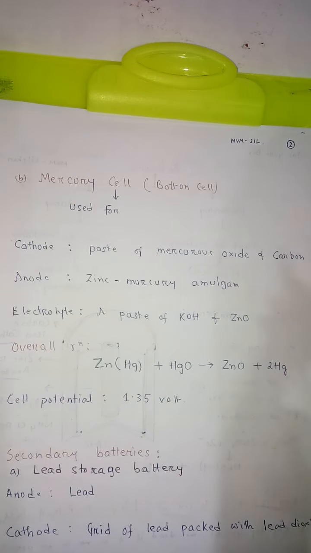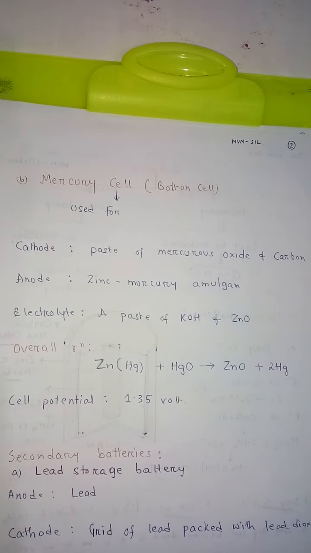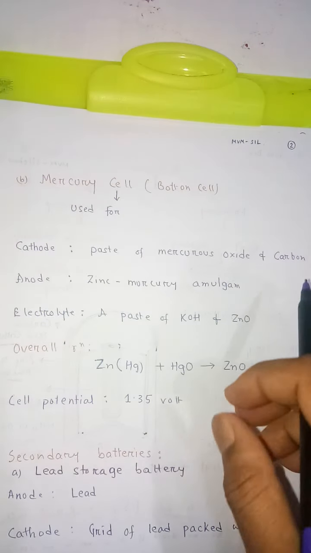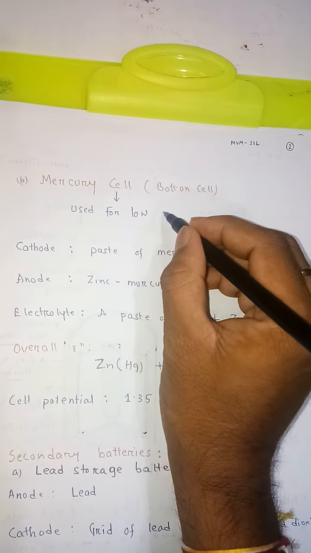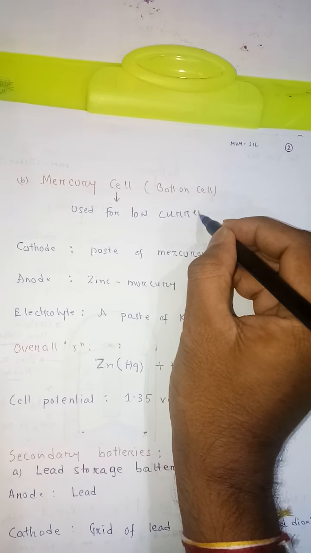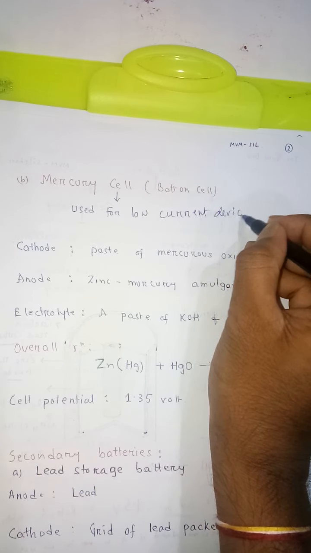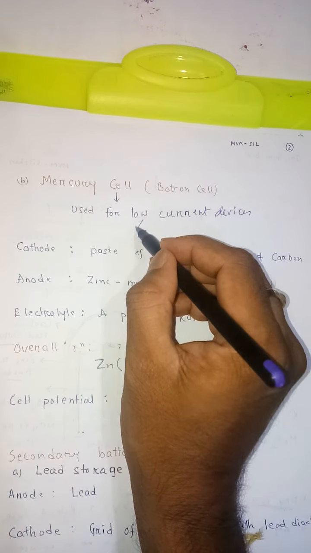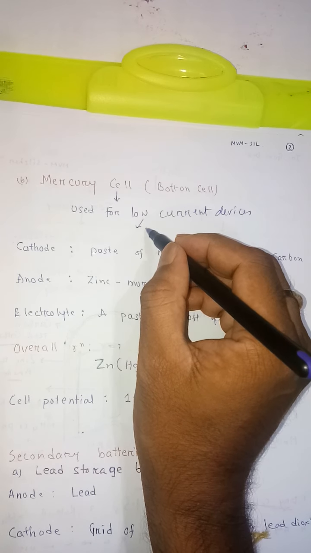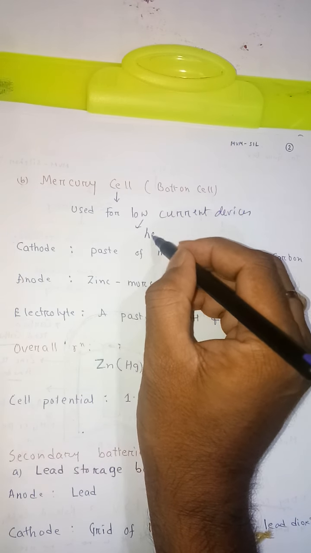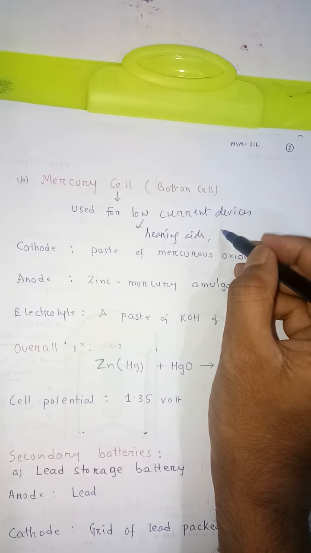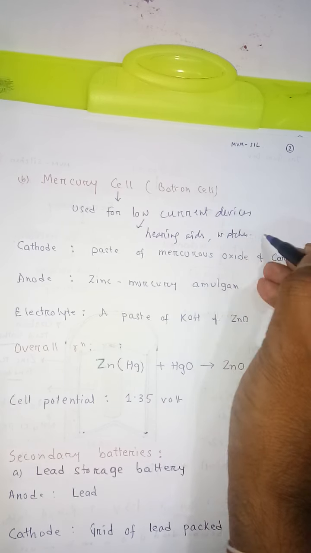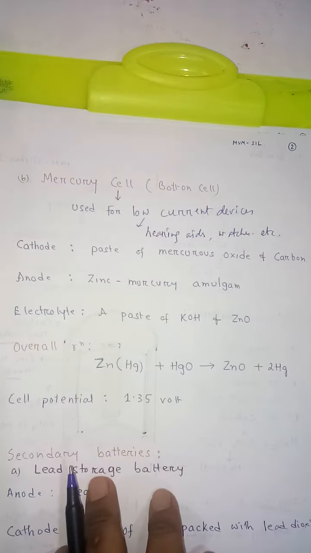So it is used for low current devices. Used for what? Low current devices. So it is used for low current devices, for example, hearing aids, the batteries used in hearing aids or watches, etc. So this is your mercury cell.